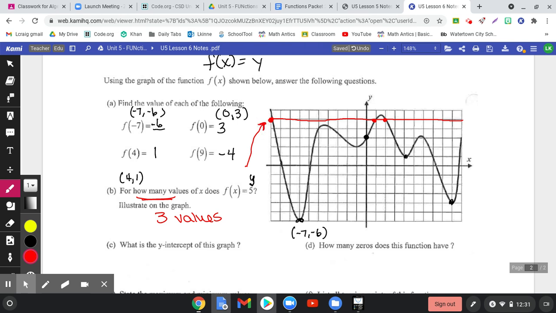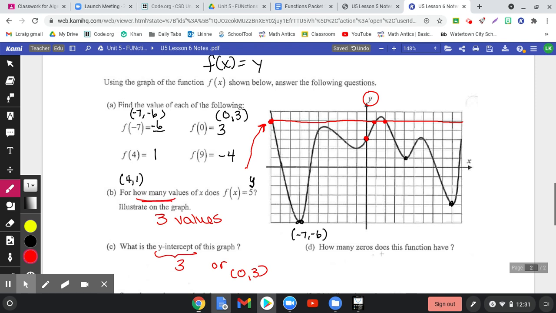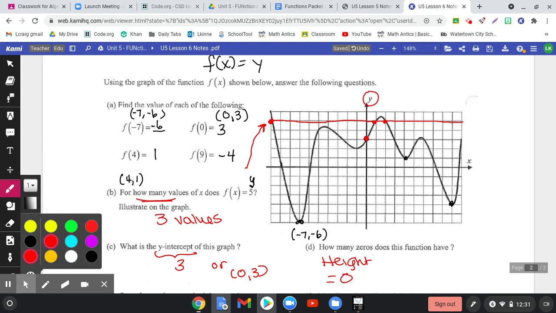What's the y-intercept? We just talked about that, where it crosses the y-axis. That's going to be the point 0, 3, or you could just say the y-intercept is 3. How many zeros does it have? Again, where is the height 0? Let's change up the color again. So, where is the height 0? Right here. 2, 3, and don't forget that guy over there. There's 4 zeros. Okay?